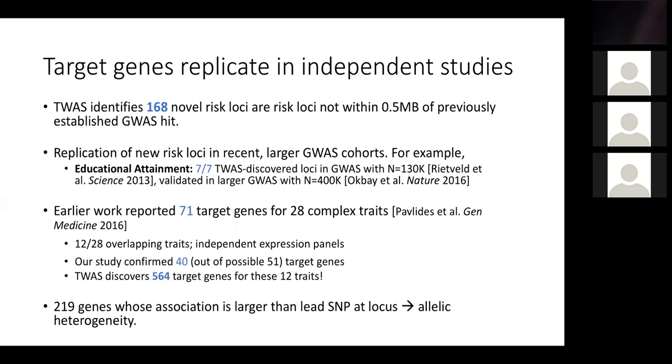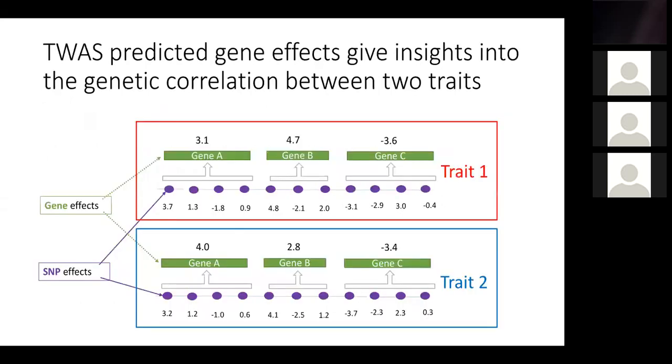Okay, so with that said, we wanted to see if we can go beyond the set of target genes and ask whether TIWAS can provide any insight into the shared genetics between pairs of traits. Take, for example, in this illustration, we have two traits. The purple dots are the SNP effects on traits, and the green boxes represent the gene level effects on traits. So we can interpret the TIWAS association statistics as simply a causal effect of gene expression on trait, again, under certain assumptions.